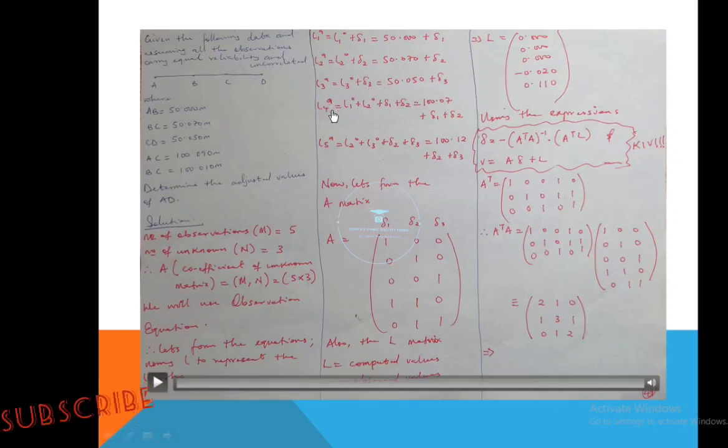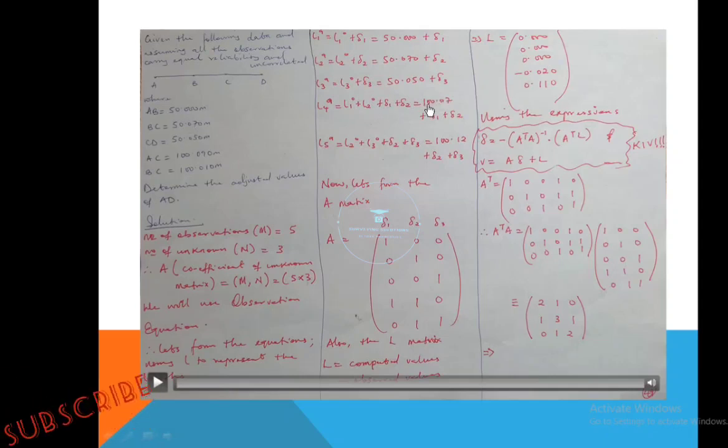Now when you come to L4, remember that L4 is AC. And then AC is a combination of AB and BC. Therefore, it's a combination of L1 and L2. Are we together? That's why you are seeing L4 adjusted is equal to L1 observed plus L2 observed plus the correction to L1 and the correction to L2. So by the time you add these two together, which is 50 plus 50.07, you will get something.